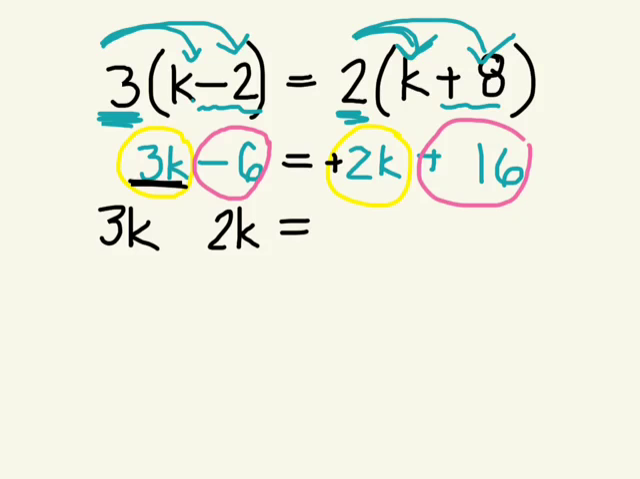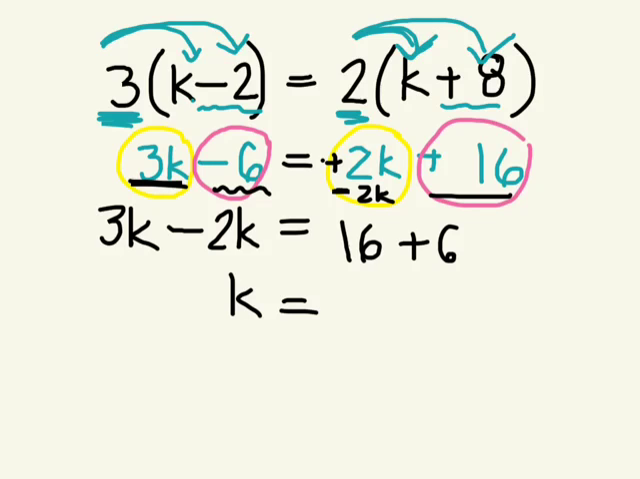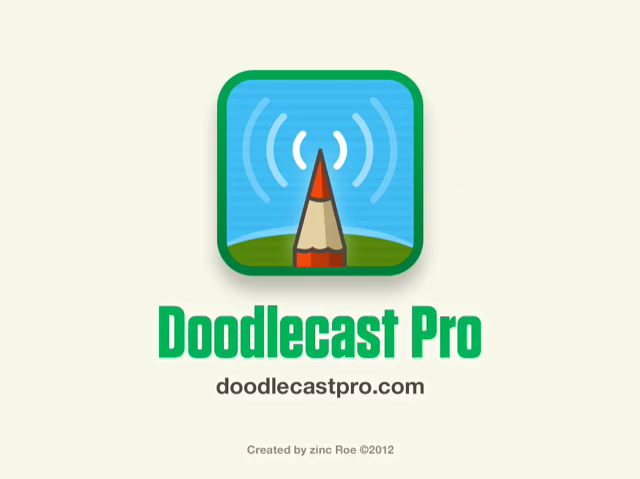If it's positive, what does it become? 5k on the left side. How do I get rid of this? You have to take it away, right? So it just becomes k. On the right side I have my 16. We're not doing anything, it's already on the right side of the equation. But I want to get rid of this negative 6. Add 6. Good. So 3k minus 2k is 1k, or we can just write k, and 16 plus 6 is 22.